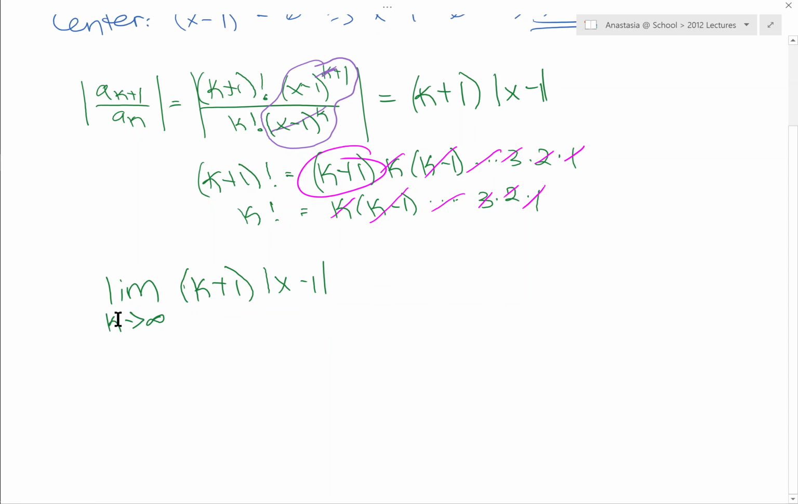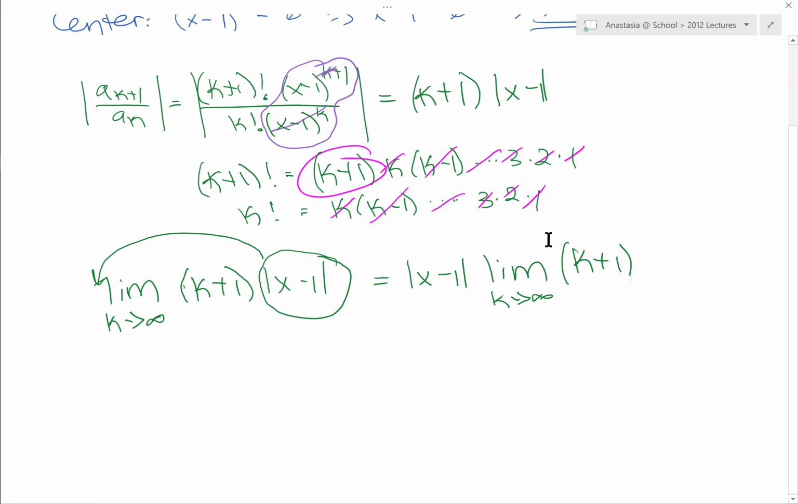Now this limit is in terms of k, which means the absolute value of x minus 1 isn't going to change if k changes. So that means that it is constant in terms of the limit, and constants can be pulled out of limits. So we can rewrite this as the absolute value of x minus 1 times the limit as k goes to infinity of k plus 1. Now as k goes to infinity, k plus 1 very clearly goes to infinity, so we end up with something like x minus 1 times something infinite, and the entire thing just goes off to infinity.